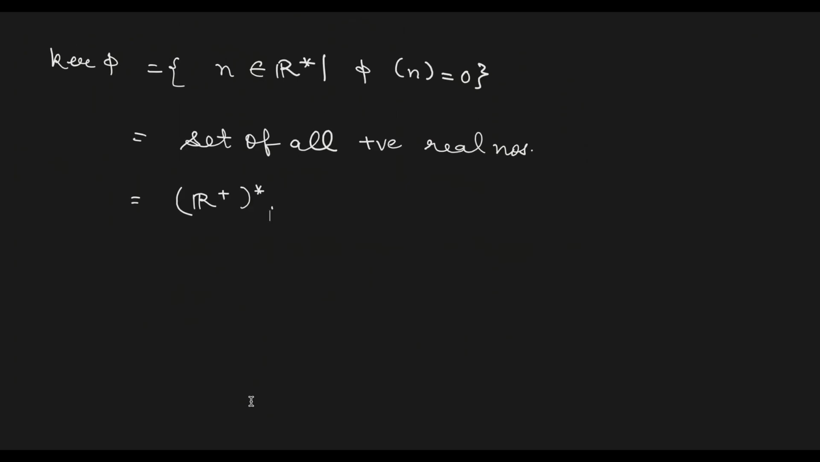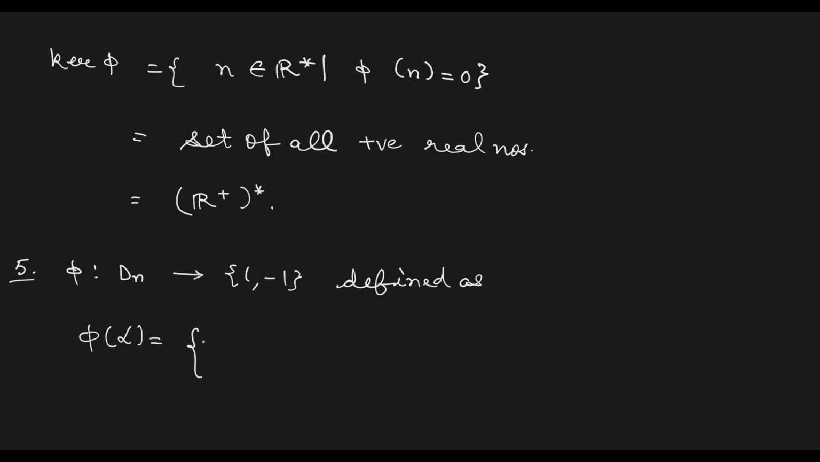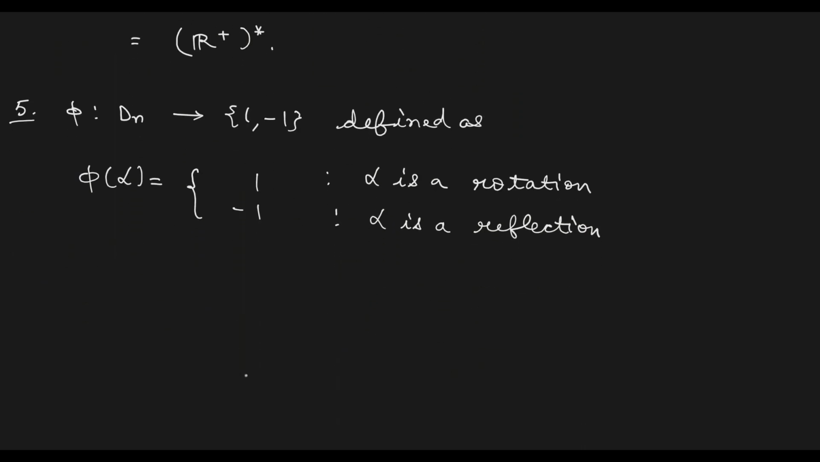Next, phi is a mapping from the dihedral group to {1, -1}, which is defined as phi alpha. We know that the dihedral group consists of rotations and reflections. So when alpha is a rotation, I am mapping it to 1, and when alpha is a reflection, it will map to -1. Then phi is a homomorphism.